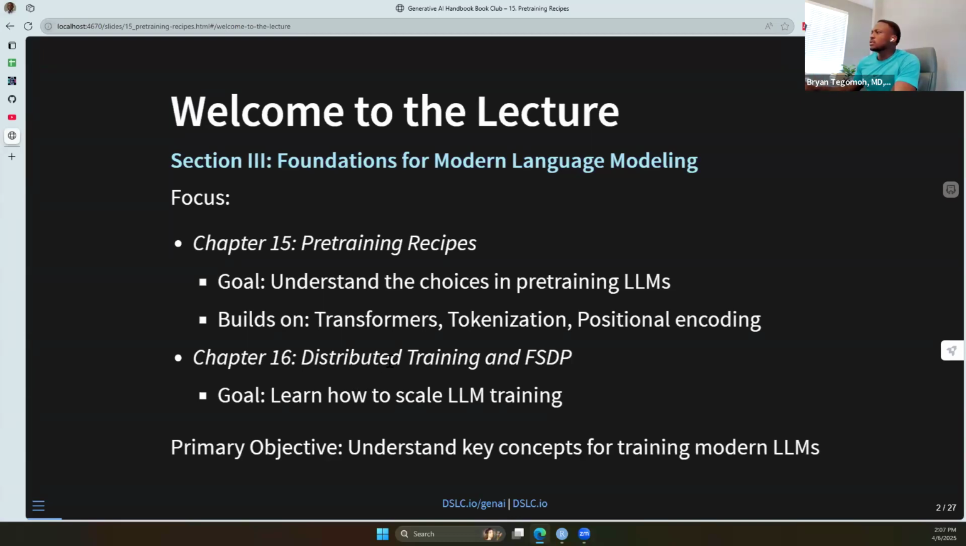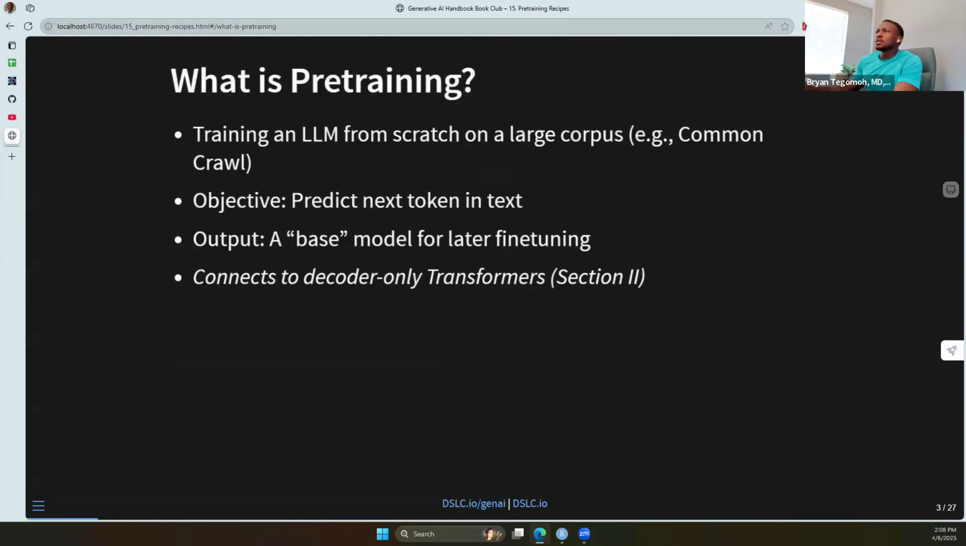Then, in the second part of this presentation, I will discuss a little bit about distributed training and how that works, and talk about hardware requirements, GPU requirements, and things of that kind. The overall goal here is to understand some of the foundational concepts that are necessary for understanding a large language model.